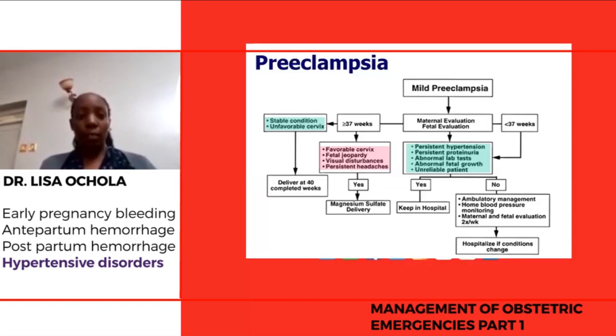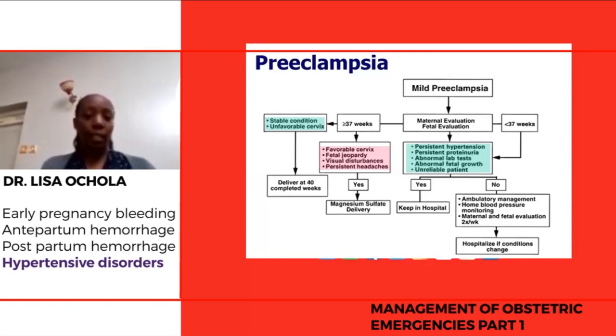So delivery is the definitive management. But before then, it's about trying to manage the symptoms before things go out of hand and before you can actually deliver the child. So always keep that in mind with preeclampsia: even if you've controlled the blood pressure, even if the mother seems a bit stable, she needs to keep being followed up. And the only definitive treatment is going to be delivery of the baby, to help both mother and baby. So those are the things that we keep in mind.